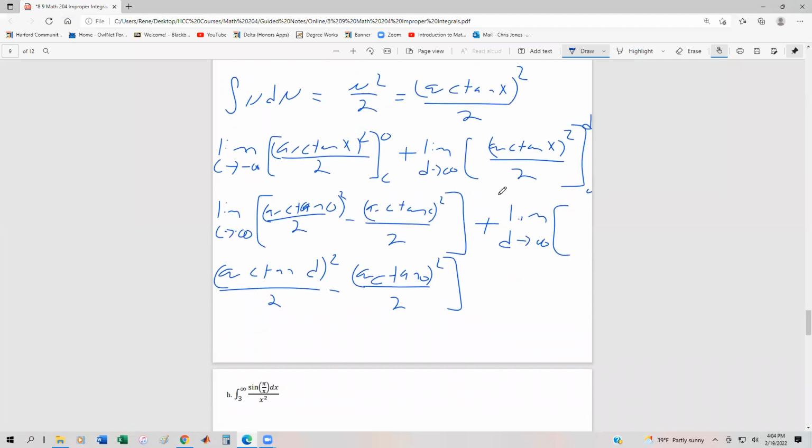So this is going to go away and this is going to go away because they're both 0. And we're just going to substitute negative infinity and positive infinity back in. We have to be careful because we have some squares in here as well.